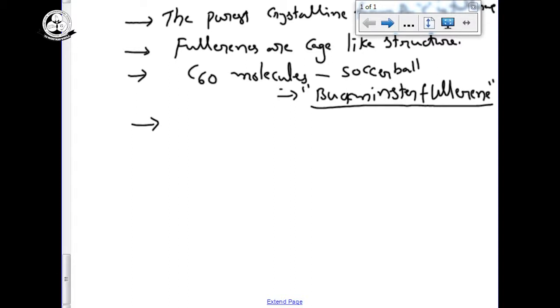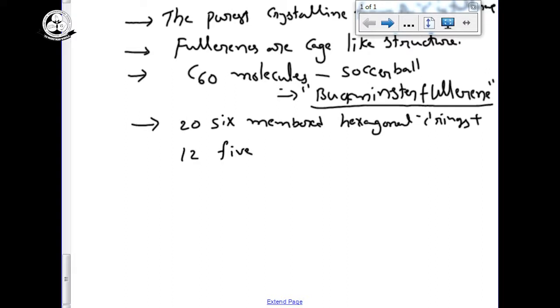In this Buckminster fullerene, there are 20 six-membered hexagonal carbon rings plus 12 five-membered pentagonal rings, and these rings are fused together to form the Buckminster fullerene.